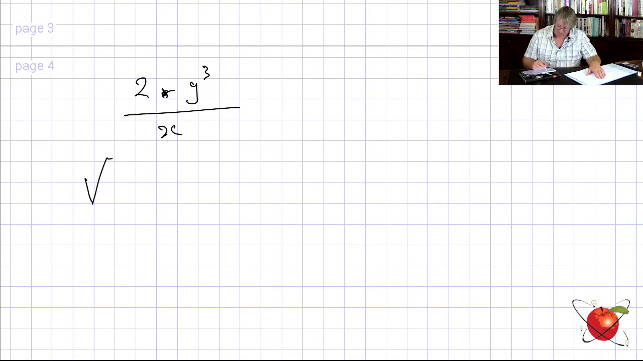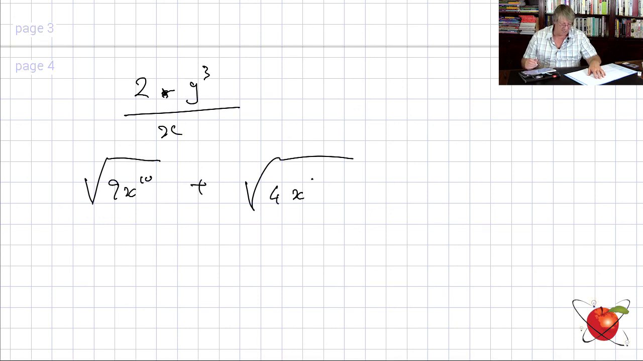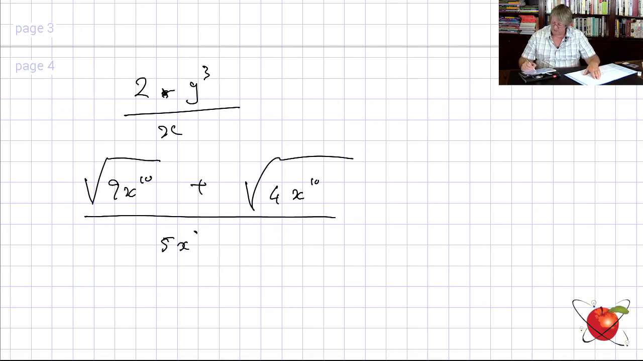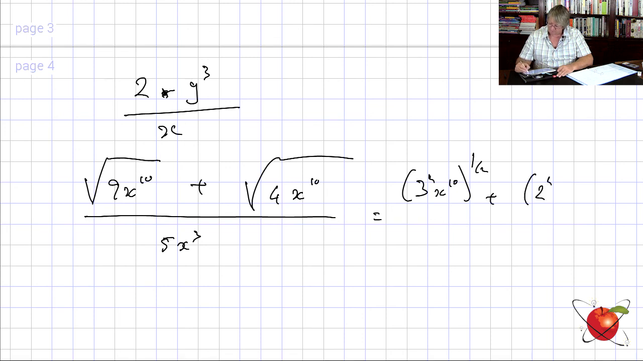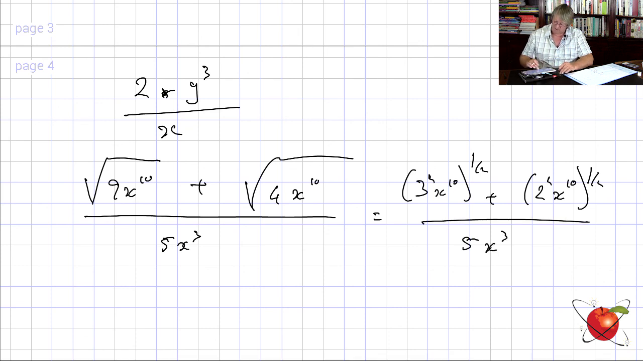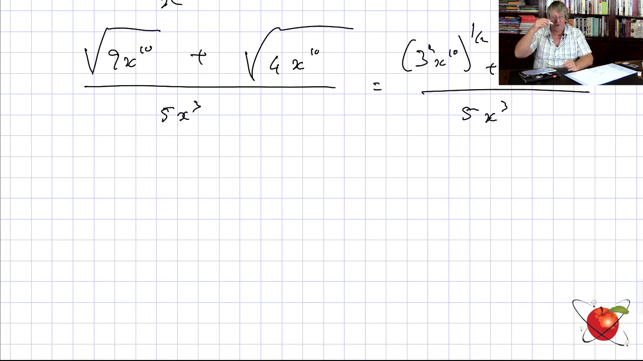Here's another one very quickly. They want to know the square root of 9x to the 10 plus the square root of 4x to the 10 all over 5x cubed. First of all, change the root to an exponent and prime factor. 3 squared x to the 10. Can you see? Prime factor again, all to the half. Plus 2 squared x to the 10 to the half, all over 5x cubed. Well, all we've done is prime factored and put the root to an exponent.